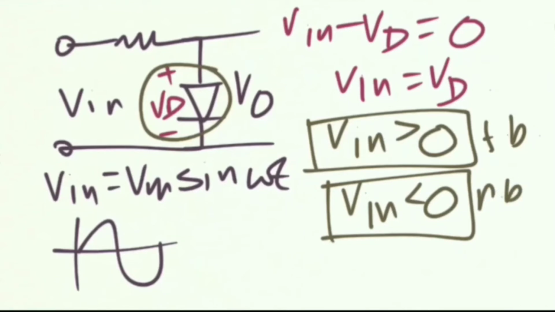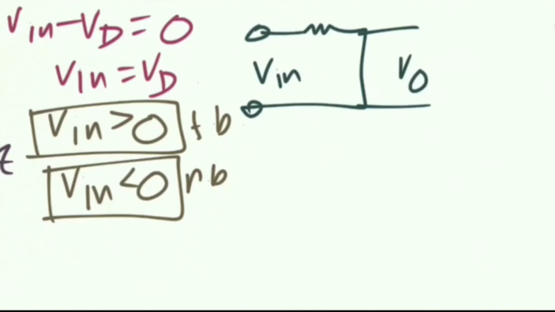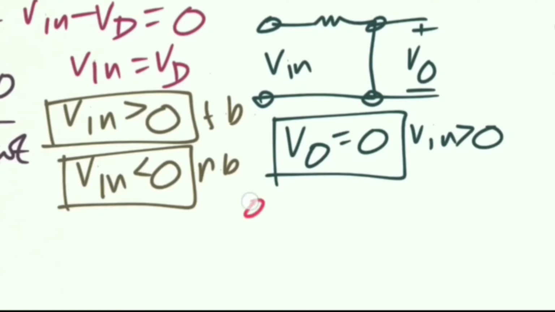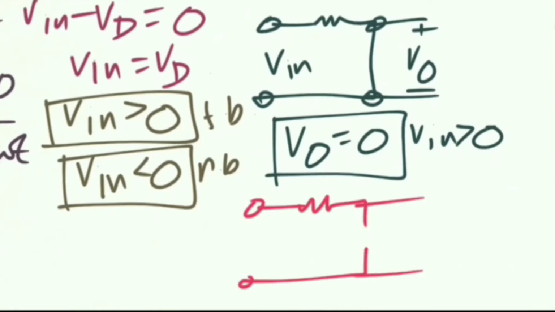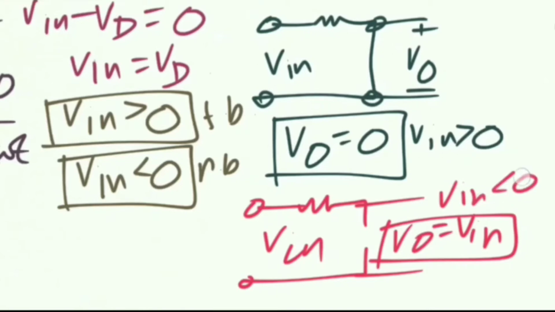Now let us see the equivalent circuits. For forward biasing of the diode, our equivalent circuit is this. Here VO is the voltage across these two nodes, so VO will be 0 for this condition, that is for Vin greater than 0. And for the reverse bias condition, the diode will be replaced by an open circuit, and the equivalent circuit will look like this, where VO will follow Vin. So this is the condition for Vin less than 0.